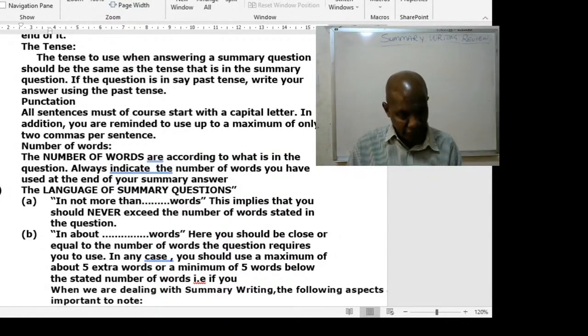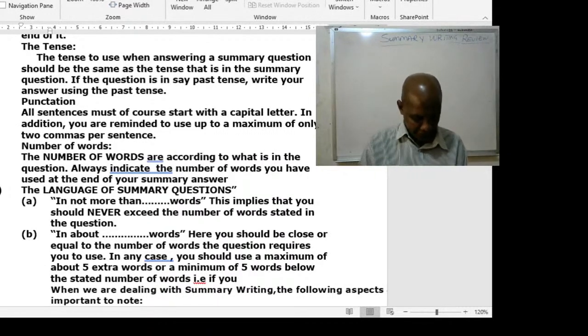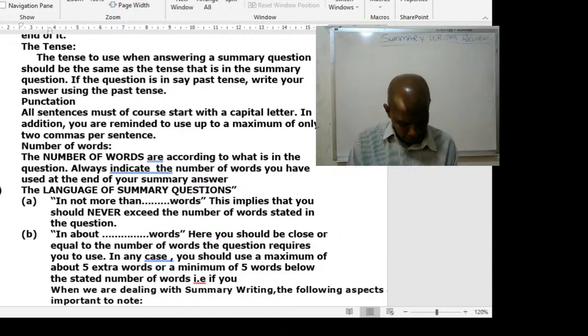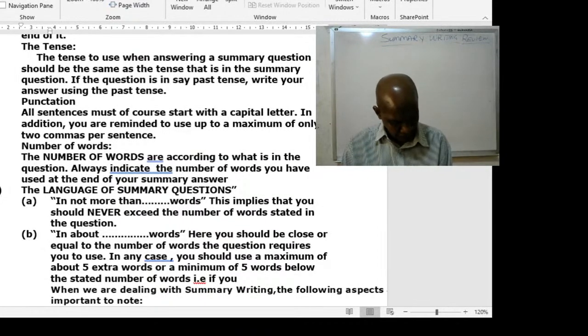On the other hand, if the question says in about 50 words, here you will estimate. You can go up to around maybe 45 words. You can go up to 55 words. You can do exactly 50 words. You can do 51, 52, 53, or 47, 48, 49 words. All that is allowed, provided you don't go too far down or too far up.